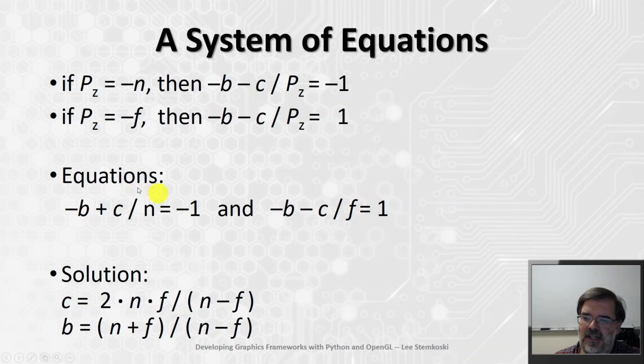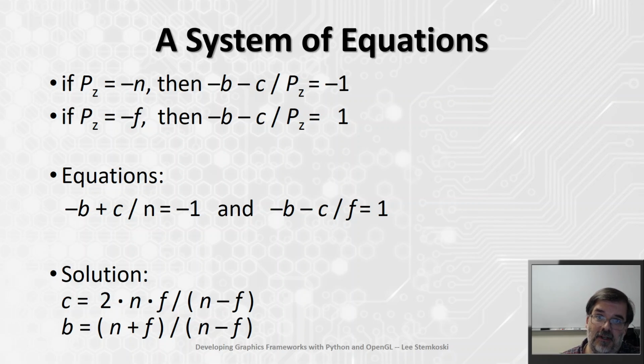You can multiply the first equation by -1, add it to the second to cancel the b's. Then you could solve for c, and you'll find out that it's this. Similarly, once you find the value for c, you can plug it into this first equation and solve for b. You'll find out that this is the value of b. And that tells you everything you need to know about the projection matrix.